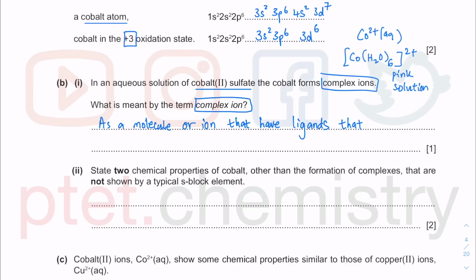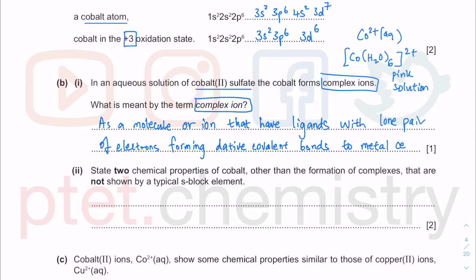They have lone pairs. Actually, I have too many 'that's in my answer. They are ligands with lone pairs of electrons forming dative covalent bonds. If you don't like the word dative covalent bond, you can use the word coordinate bond, and this is to the metal center, which could be an atom or ion, obviously.